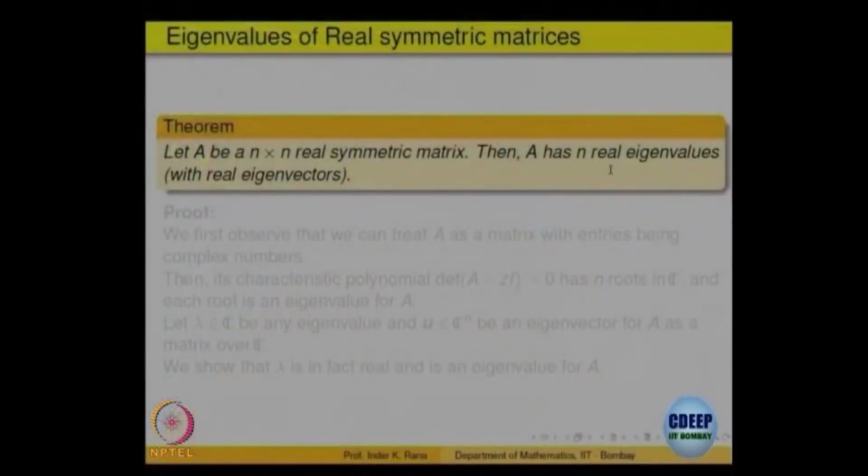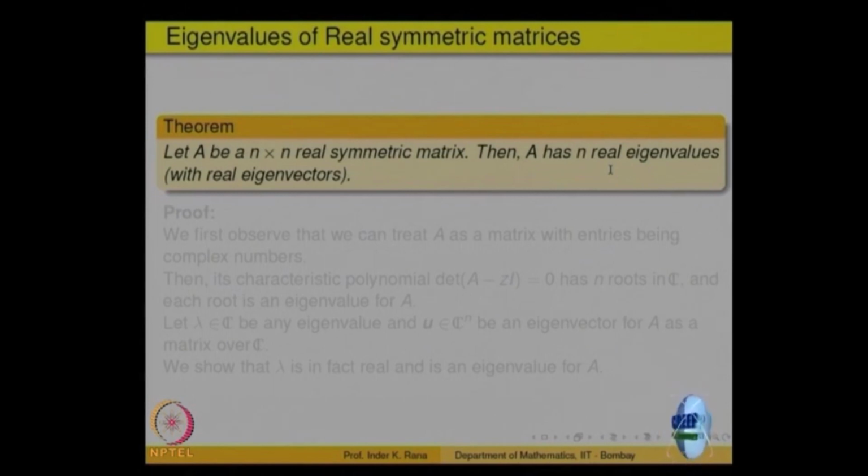The theorem says if A is an n cross n real symmetric matrix, then A has n real eigenvalues. See, what are eigenvalues? They are the roots of the characteristic polynomial, right. Even if A is a real matrix, the characteristic polynomial will be a polynomial with real coefficients. So, it may not have as many real roots as the degree, but there will be as many roots as the degree, they may be complex, right.